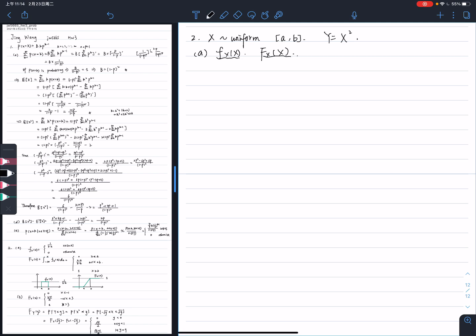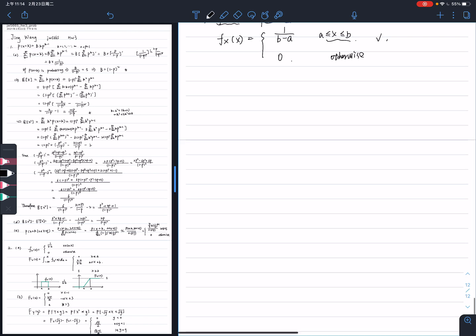For the uniform distribution, the probability density function is a constant. It needs to satisfy that the CDF is smaller than 1 and equal to 1 when x tends to infinity. So it is easy to know that the probability density is 1 over b minus a when x is larger than a and smaller than b, that is, when x is in the interval. If x is not in the interval, it equals 0. So this is the probability density function.